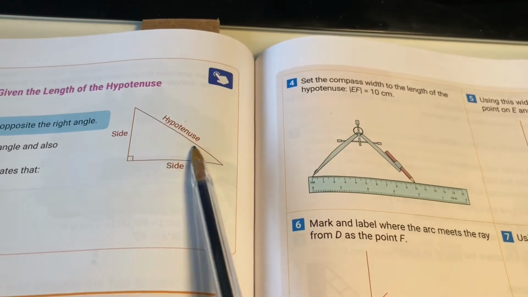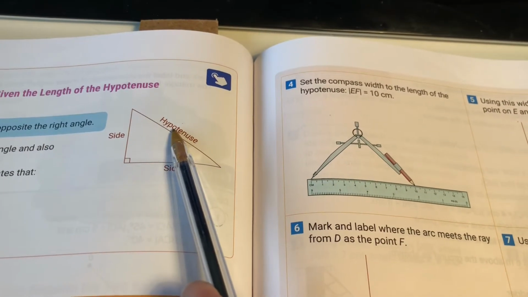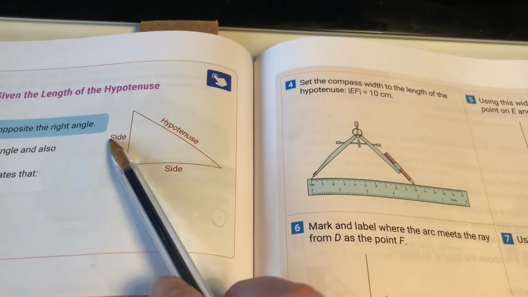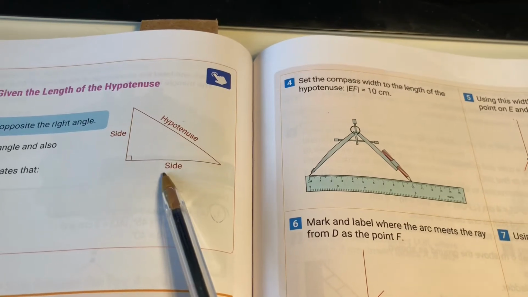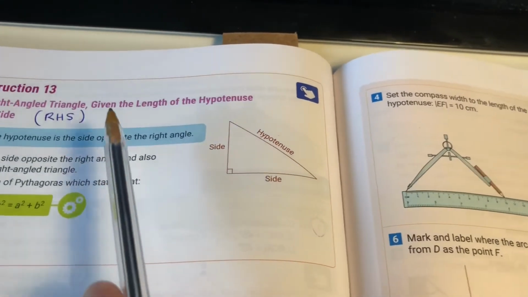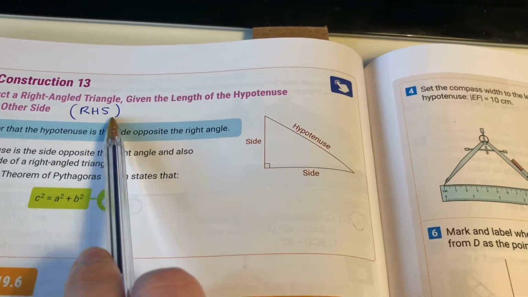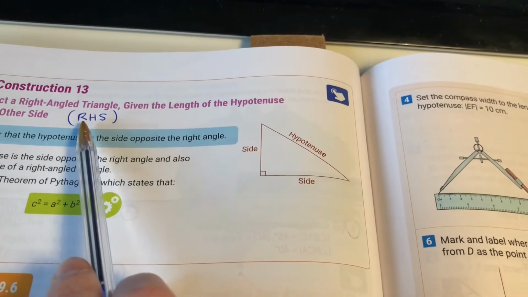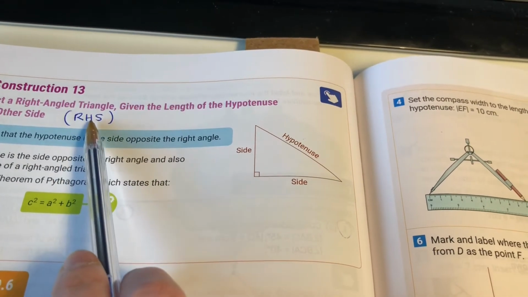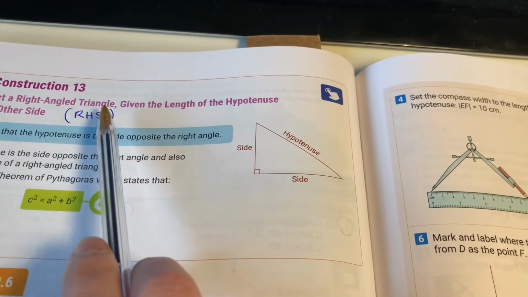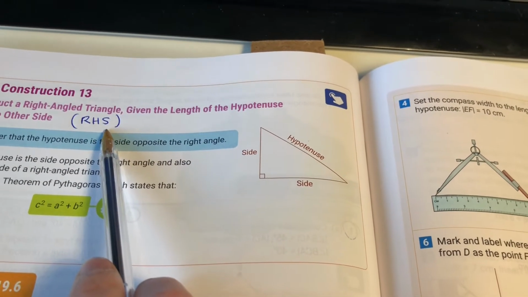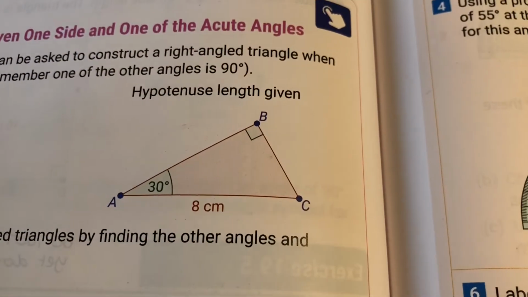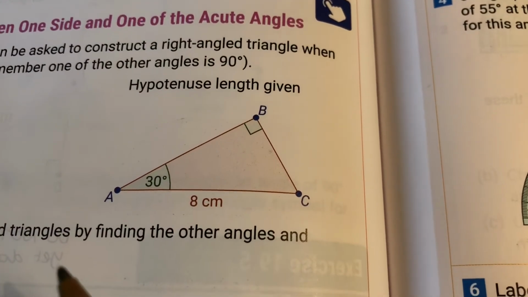So we're learning today how to construct a right-angled triangle where we are told the measurement of its hypotenuse, the opposite side, and also we're given one other side. It could be this one, or it could be this one. So we have the abbreviation RHS. We don't use SAS in this case: when it's right-angled and we've been given the hypotenuse measurement and another side, we call it RHS.